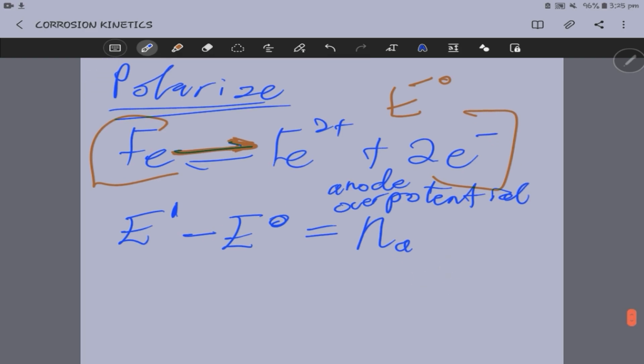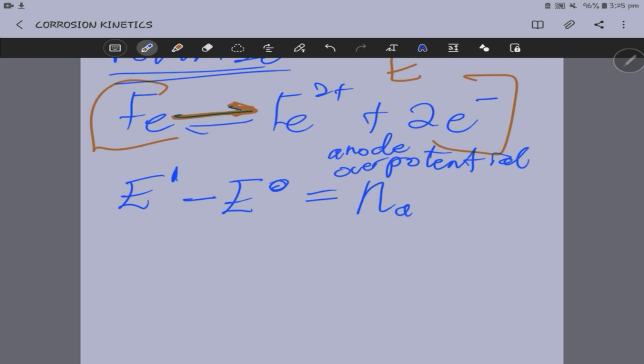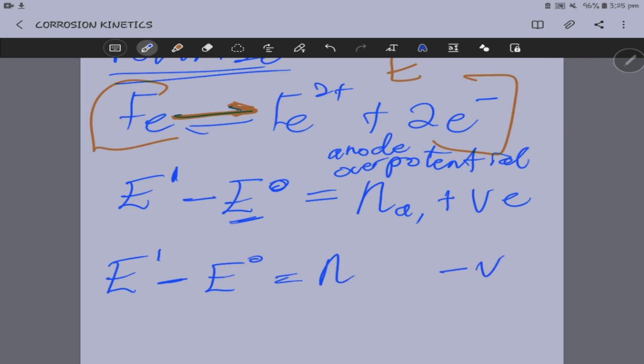If the potential that we apply to the cell is less than the standard potential, let's finish this. When we apply more than the standard potential, we have excess, so the difference, the overpotential, will be positive, and that will drive the corrosion. But if we apply a voltage source less than the standard potential E, then when we do the subtraction, it will be negative. So the overpotential will be negative, and that is what we call the cathodic overpotential.